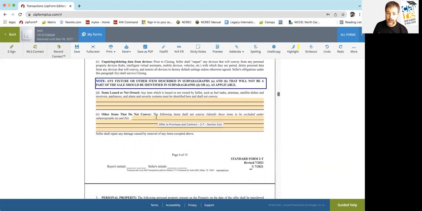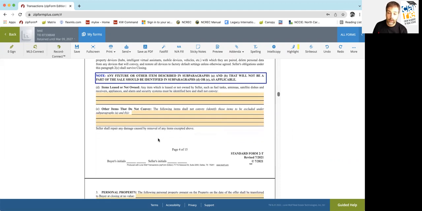In paragraph E, we're looking at items that would not convey. So the following items shall not convey, meaning that they are going to be taken with the seller. So if there's a fixture here that the seller intends to take, make sure it is itemized clearly and conspicuously in this paragraph. Otherwise, if the seller takes a fixture, they would be responsible for replacing it or putting something of equal or greater value back.